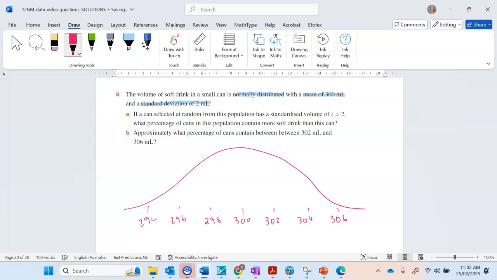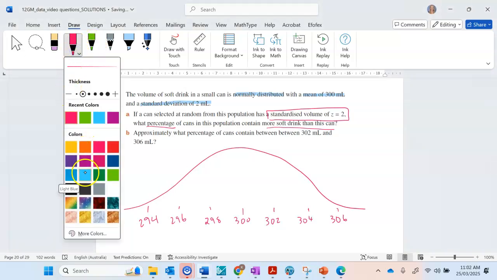And then 294. All right, if a can selected at random from this population has a standardized volume of 2, so Z equals 2, what percentage of cans in this population contain more soft drink than this can? So we want the percentage that contain more than this can. All right, so I'm going to just write underneath those values the Z-scores.